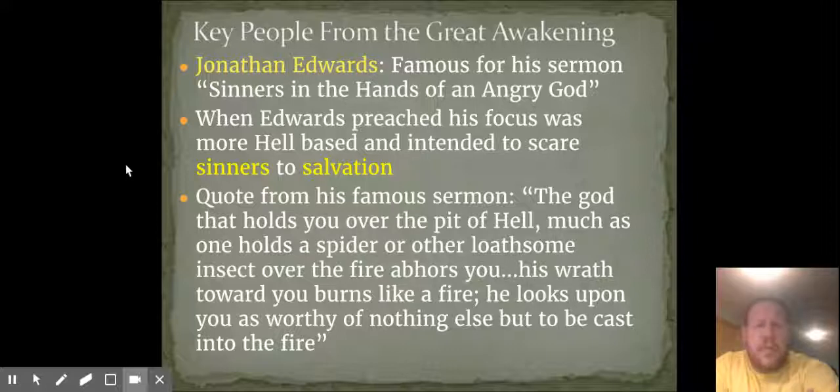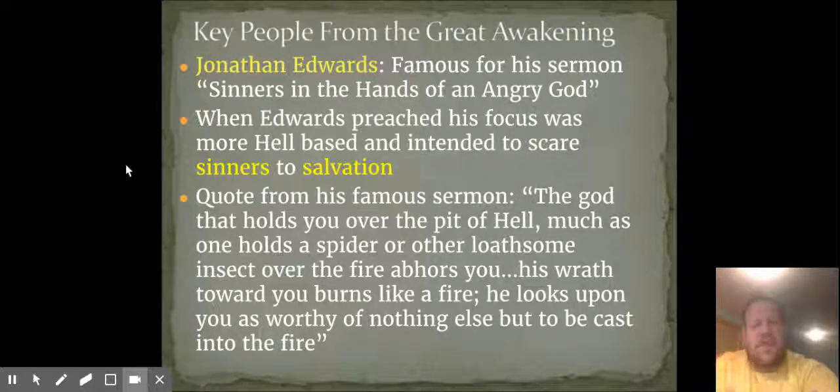We have another one named Jonathan Edwards, who was very famous for his sermon called "Sinners in the Hands of an Angry God." Edwards was very much more hell-based. He's kind of like, if you don't be a good person, you're going to hell. It's that idea of scaring sinners to salvation.